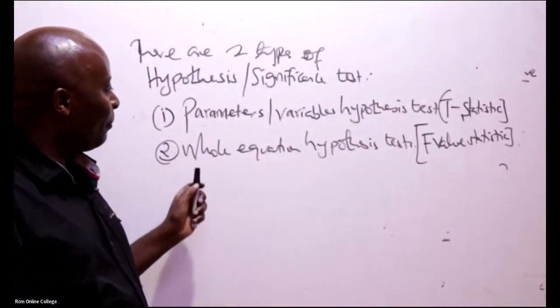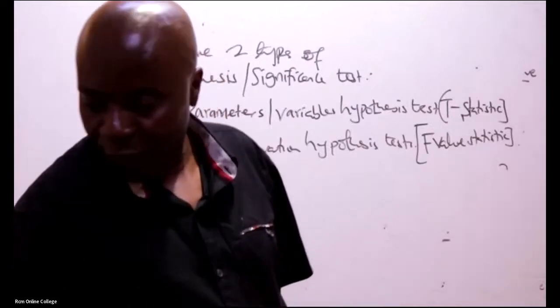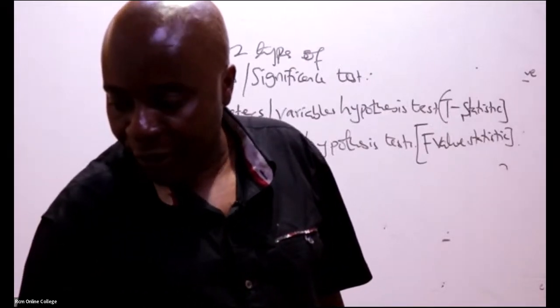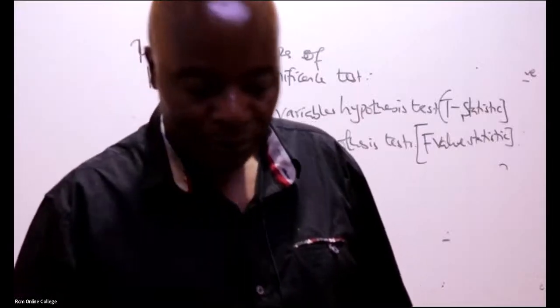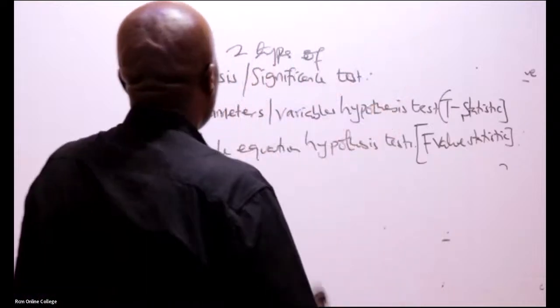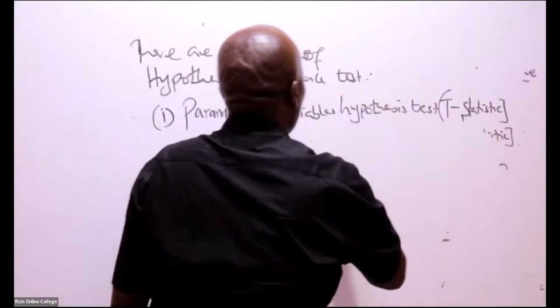So for number three, what hypothesis do they want me to do? If you look at this, number four actually, they want me to test the significance of each predictor variable. So they want me to carry out variable significance tests, and they are giving me the level of significance here as 5%. So we start with this Roman 4. Very easy. This is what they want us to do, ladies and gentlemen.